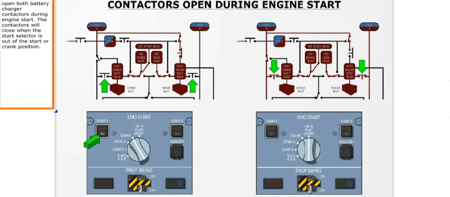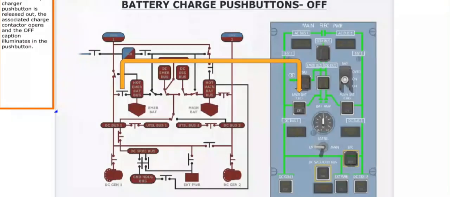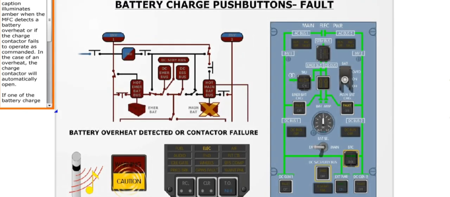The multifunction computer will also open both battery charger contactors during engine start. The contactors will close when the start selector is out of the start or crank position. When a battery charger push button is released out, the associated charge contactor opens and the off caption illuminates in the push button. The fault caption illuminates amber when the multifunction computer detects a battery overheat or if the charge contactor fails to operate as commanded.